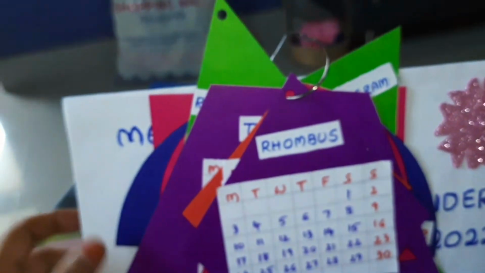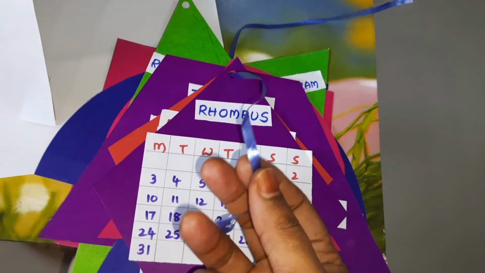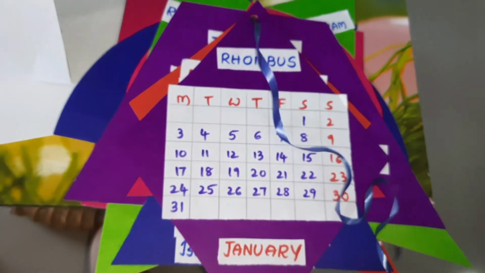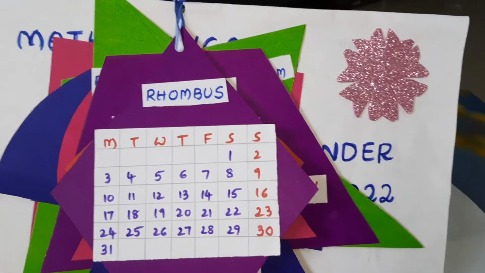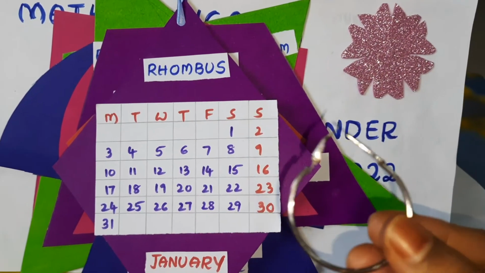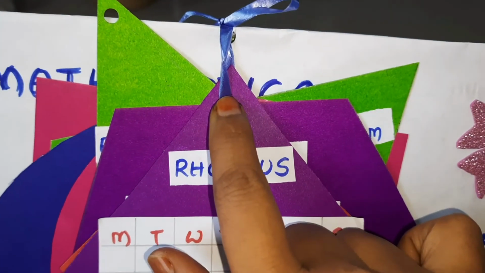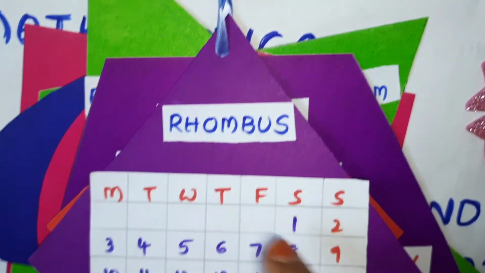Now if you don't have a ring, see friends, take a ribbon like this. If you don't have a ring like this, take a thread like this and knot it, put it in the holes and then knot it.